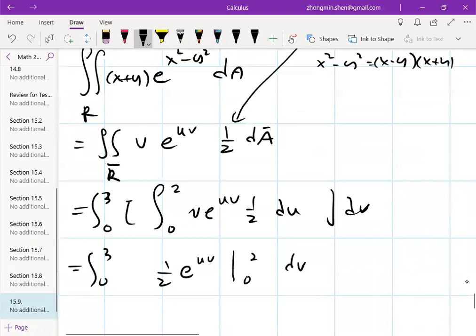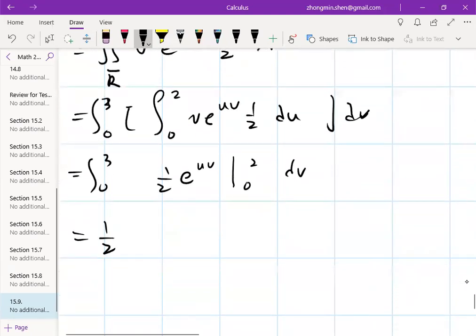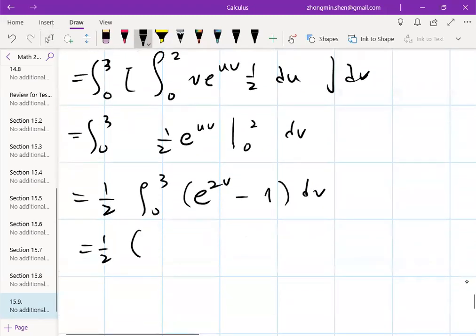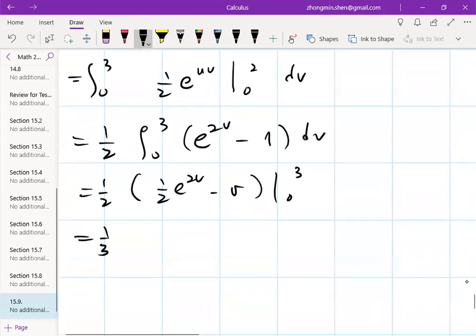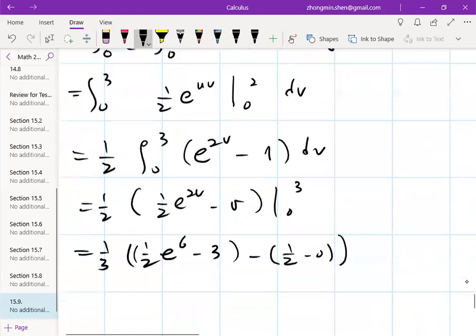Okay. So then you substitute 2 for u, which gives e to the 2v, then substitute 0 for u, which gives 1. Then you find the antiderivative of this and plug in 3 for v: half of e to the 6 minus 3 minus 1/2 minus 0. So that is the answer. All right, so that's it.